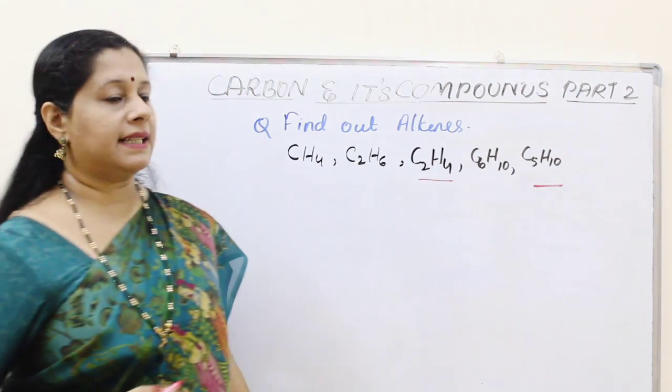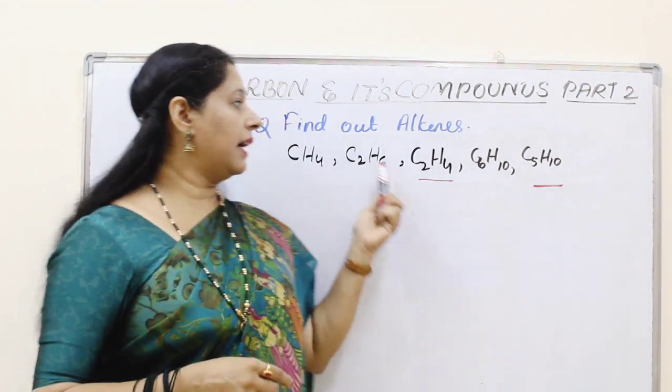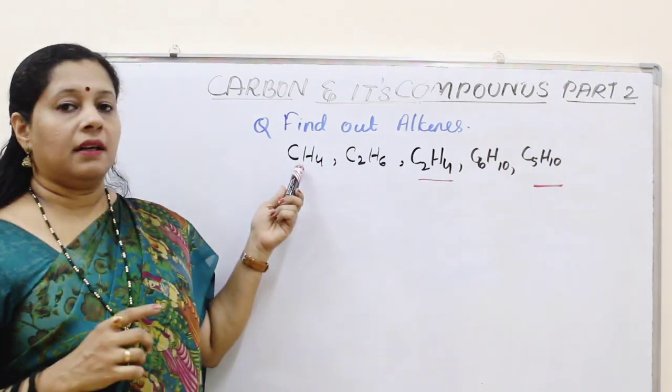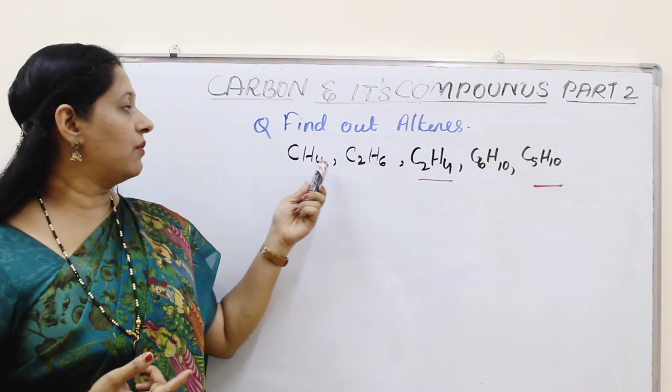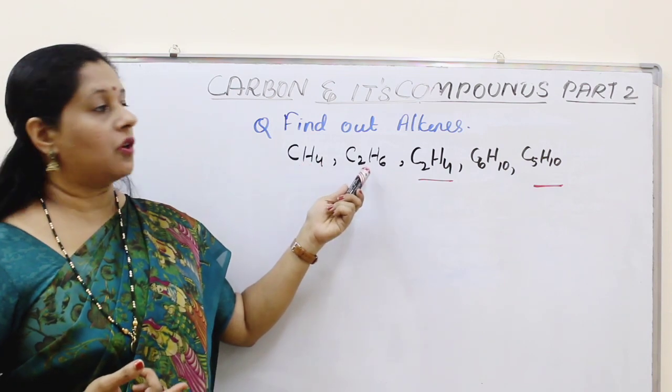So we have two alkenes here, C2H4 and C5H10. But if they ask you to find out alkanes also, you can easily find them. Here double is 2, 2 plus 2, 4. So this is an alkane. Here double is 4, 4 plus 2, 6.